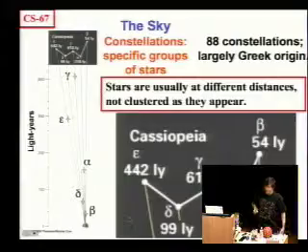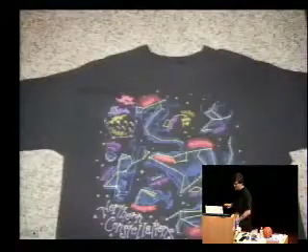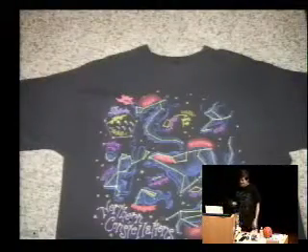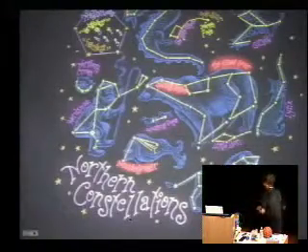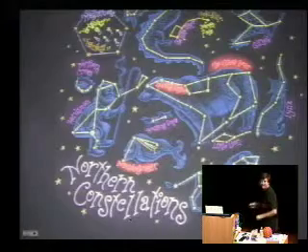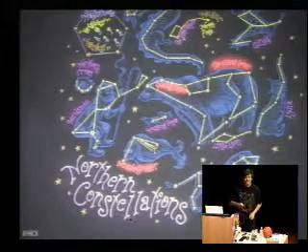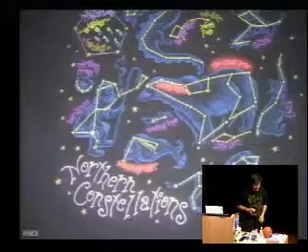But there's mythology associated with them, and you can have T-shirts that have them. Northern constellations are on the side that faces you. Southern constellations are on the other side. So we don't usually see very many of the southern constellations, but I thought I'd wear this T-shirt today.